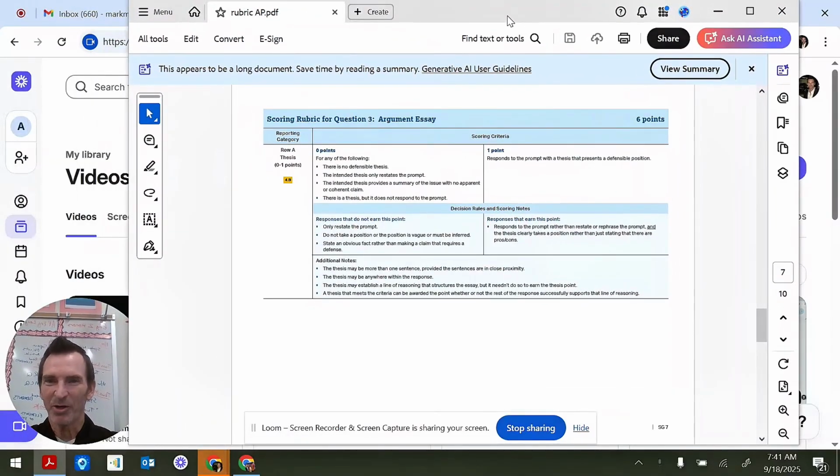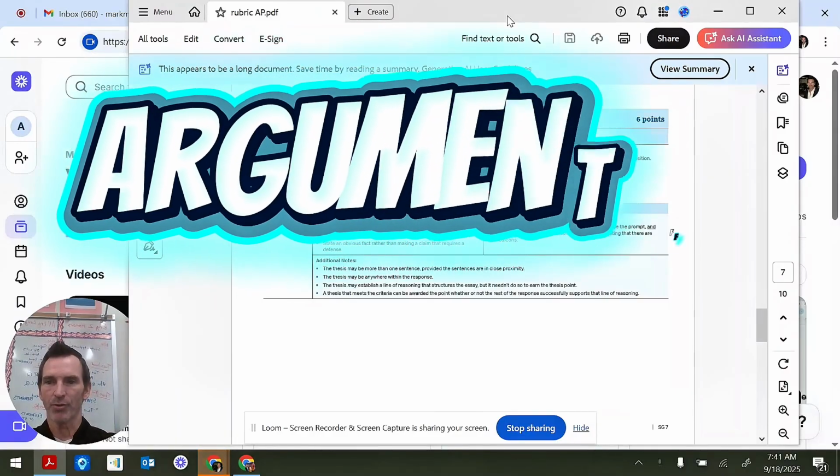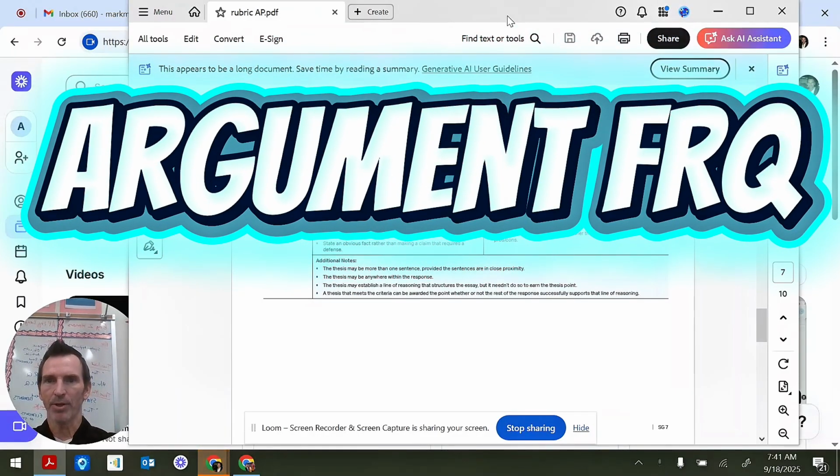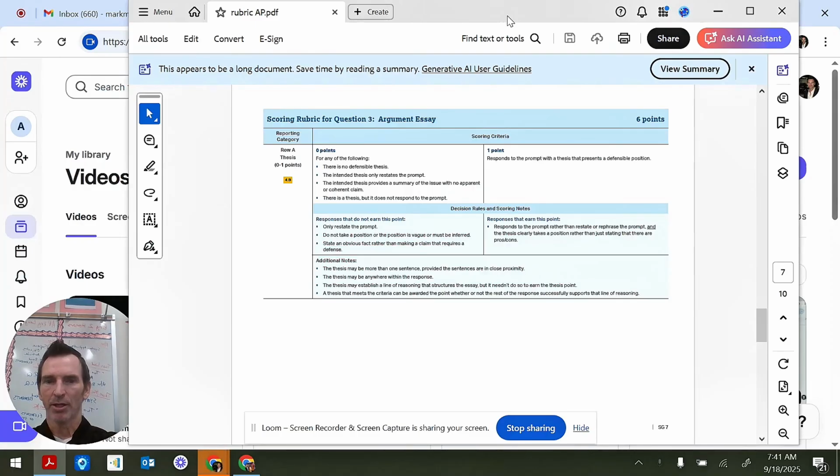Okay, today I wanted to talk about the rubric for the argument FRQ. It is question 3, and you can Google the AP English Language and Composition rubric. It's in the public domain. Scroll down to the question 3 argument. Let's see if I can zoom in here.